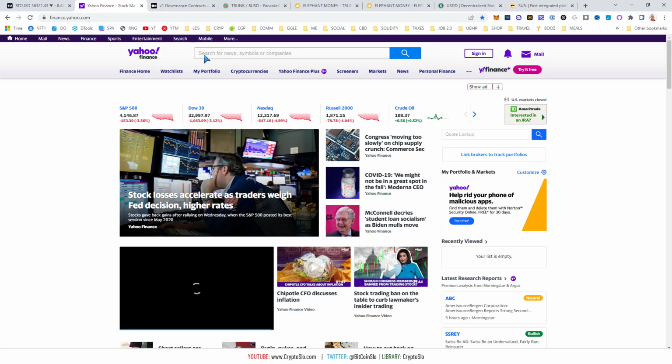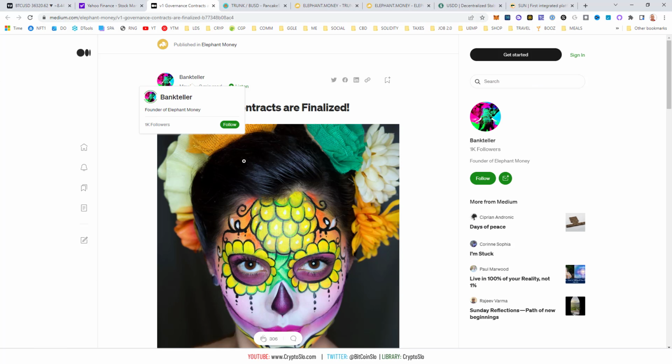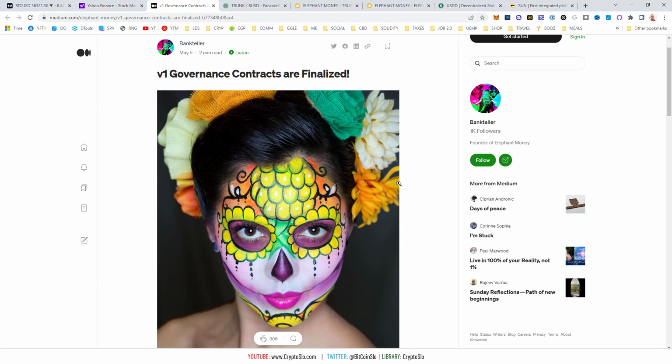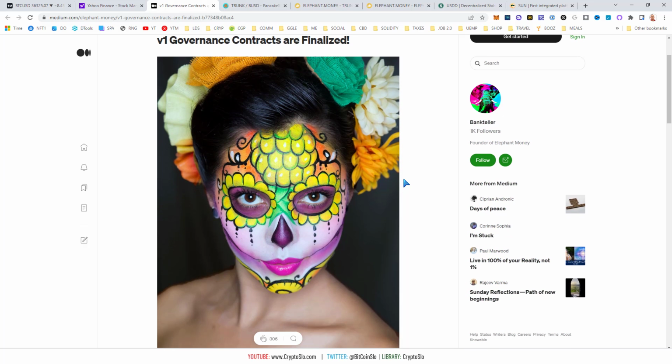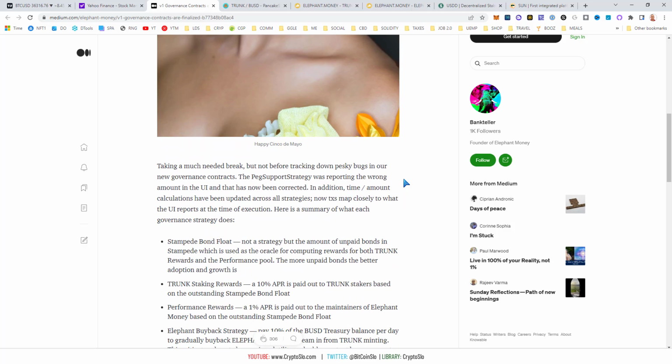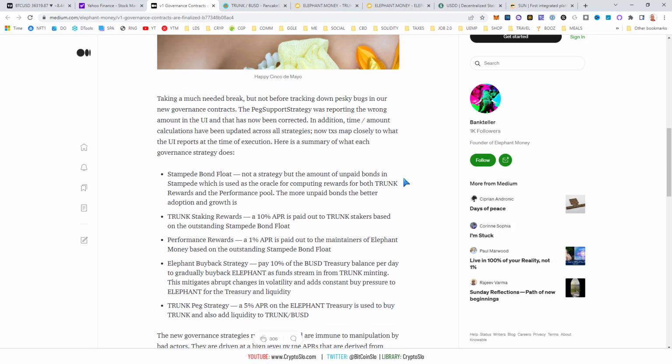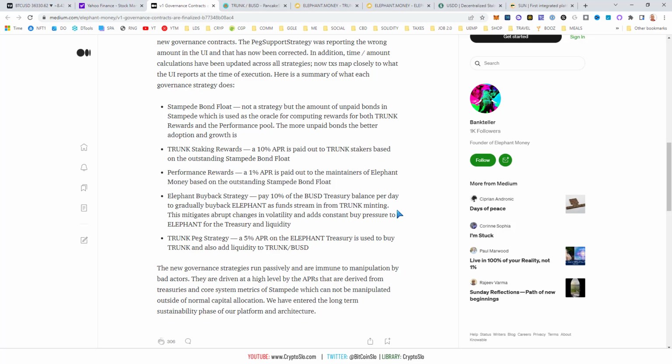But on to more positive things. And positive news, the elephant.money governance strategy government contracts are finalized. So there's been a lot of questions of people asking about how is the peg going to be supported, and how is the buy pressure on elephant going to be mitigated.